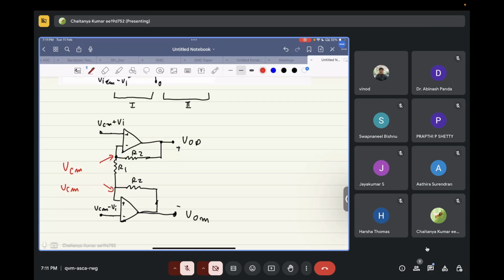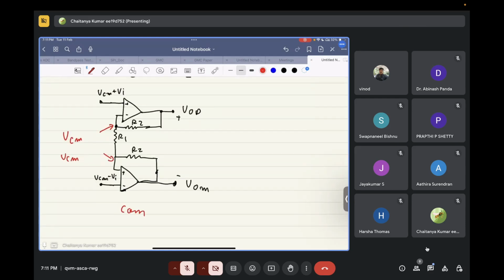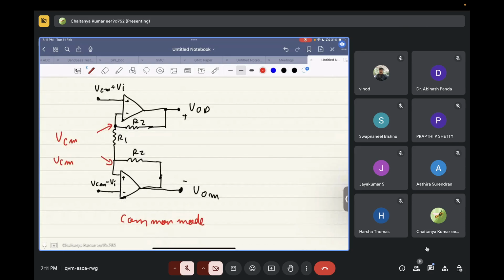let's only consider common mode. What is happening over here is this will be VCM, this will be VCM. If both of them are VCM, will there be any current flow from this node? No, sir. So if no current flows through this R2, no current flows through this R2, the output again will have VCM and VCM.